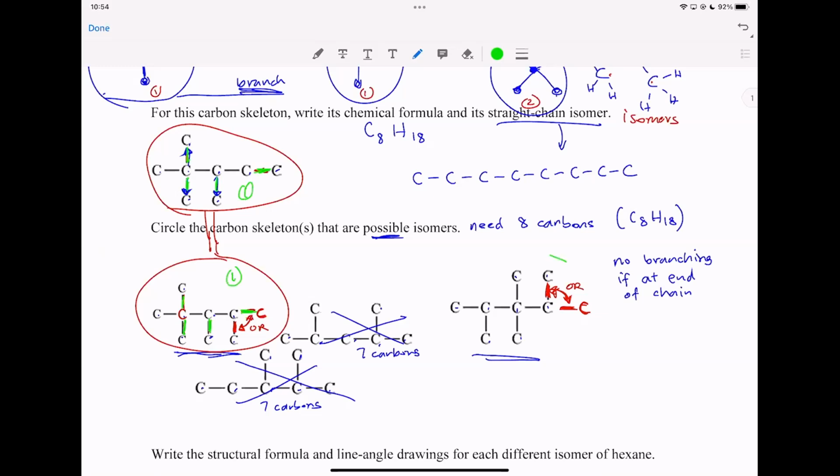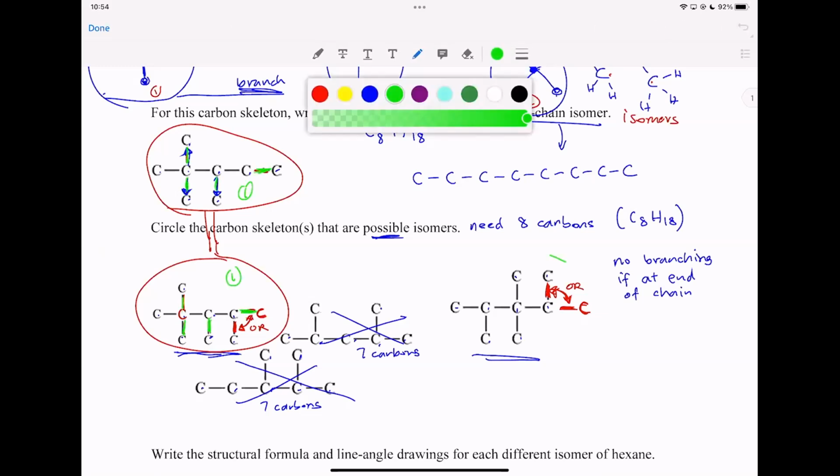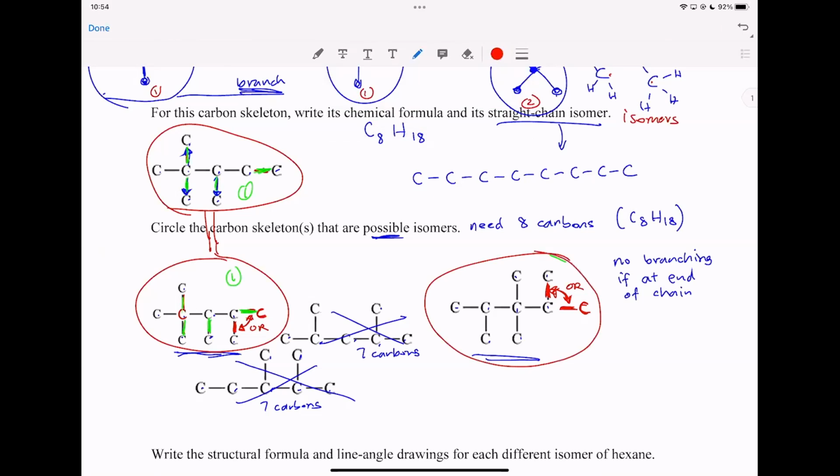But this is different. This next one, I'll circle in red. This is different. That's because you have a 1, 2, 3, 4, 5, it looks like. And then the second carbon has the branch with one carbon, and then the middle carbon has two carbons on it. So that's what's going on with this one. So this is a different version. This is a different isomer from isomer number 1.